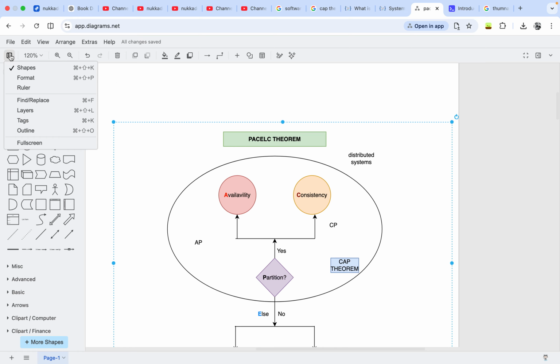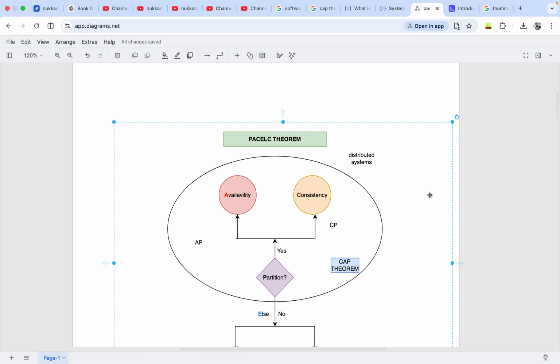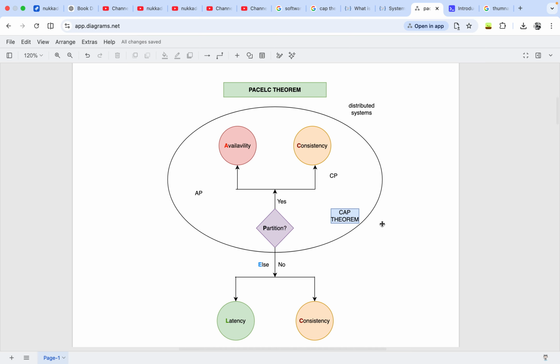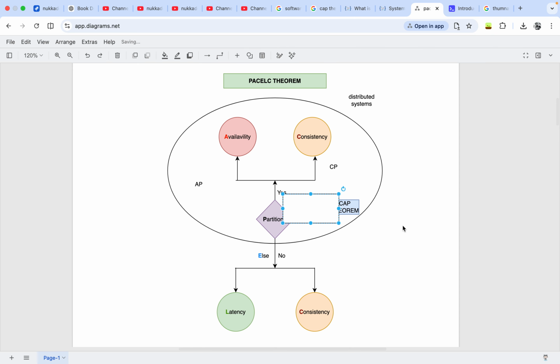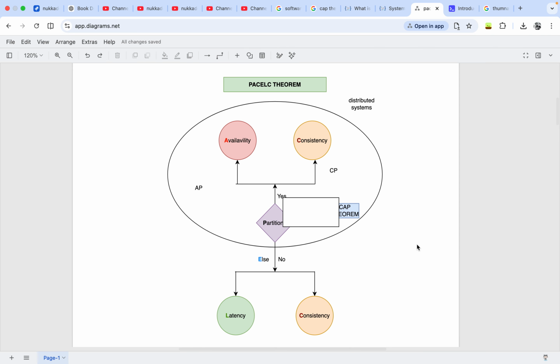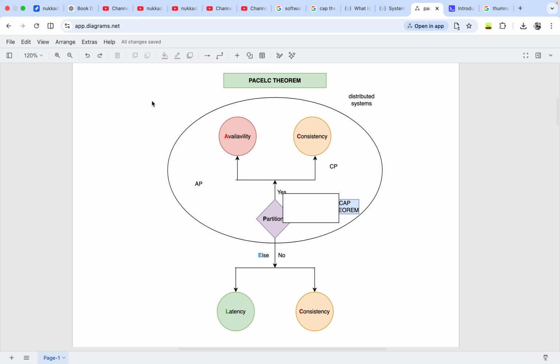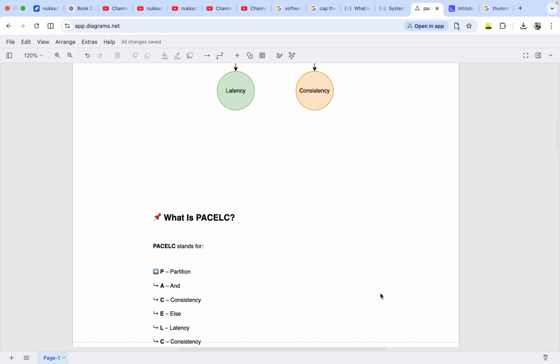I think you got it till here. This rectangle I was trying to draw here. So PACELC is this CAP theorem plus your extra part of latency and consistency. Cool.